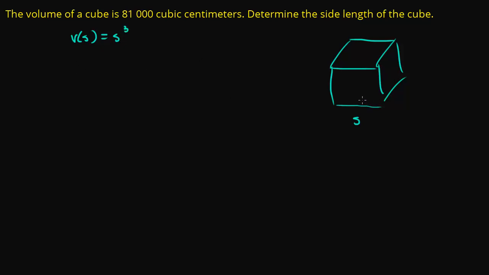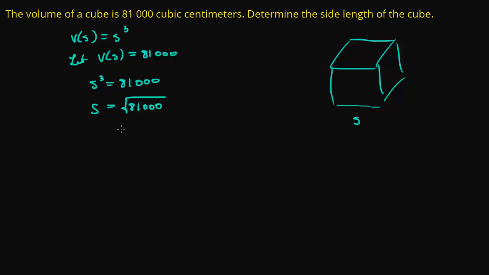All of these dimensions here are s. So this is s, this dimension's s, this is s, this is s. They're all equal length, and we're trying to figure out what s is. So we can input the volume of 81,000 cubic centimeters. Let V of s be equal to 81,000, and I get that s cubed is equal to 81,000. I can solve this equation by taking the cube root of both sides, so I get that s is equal to the cube root of 81,000.